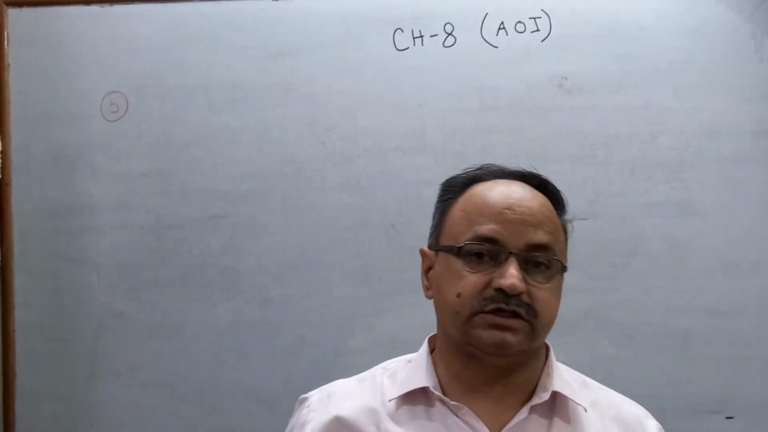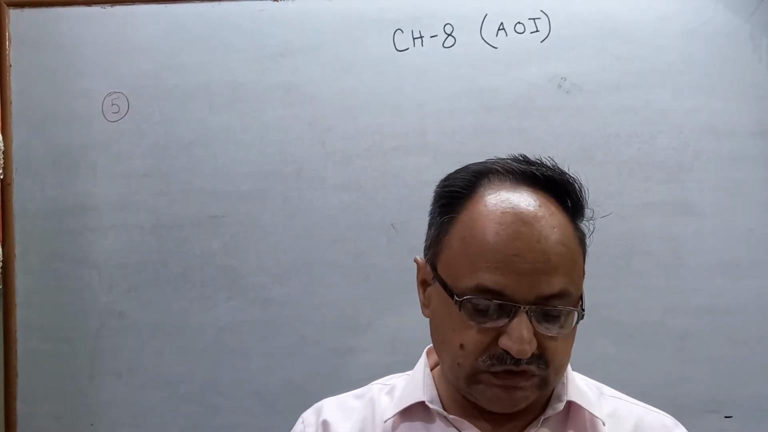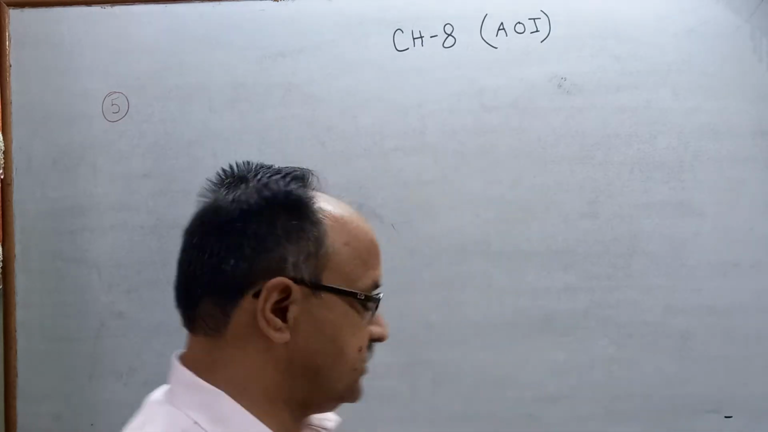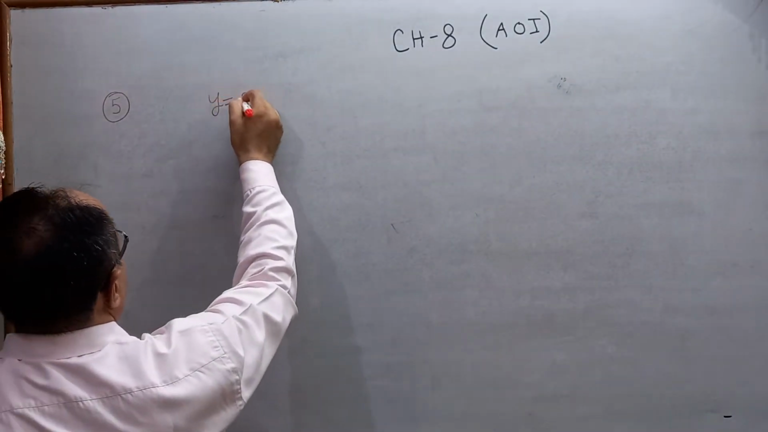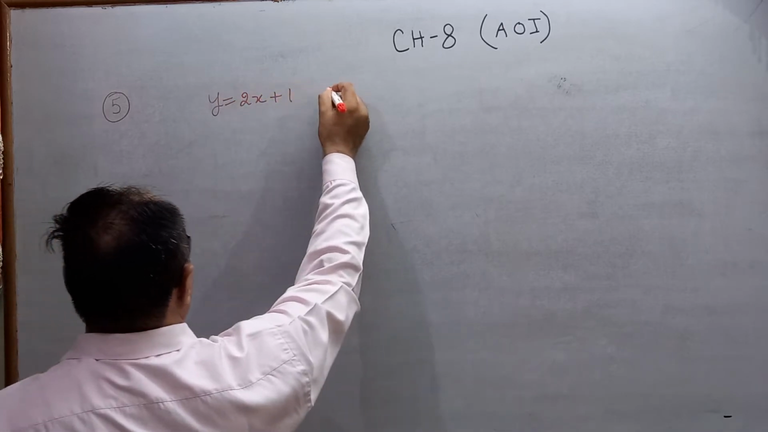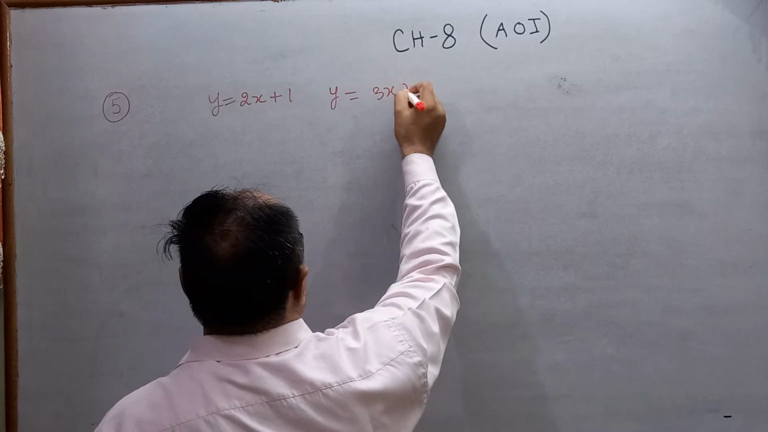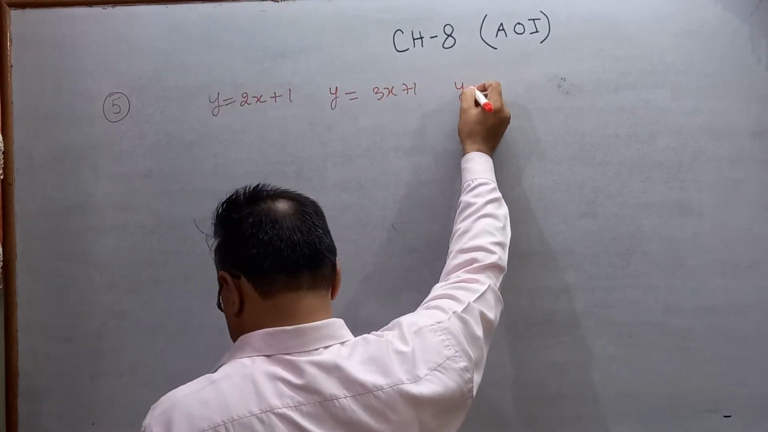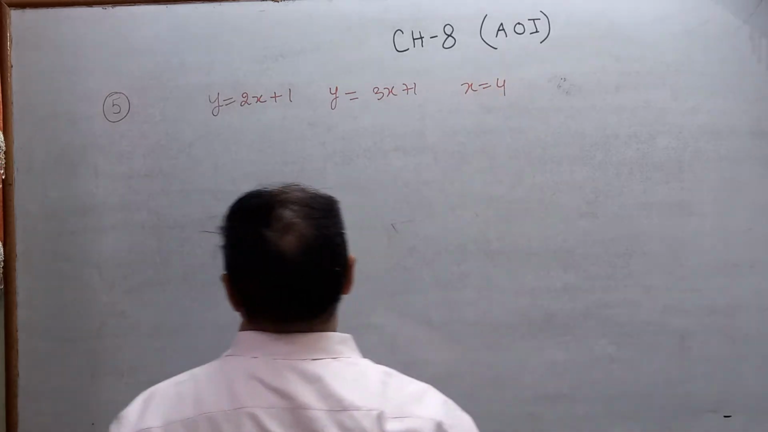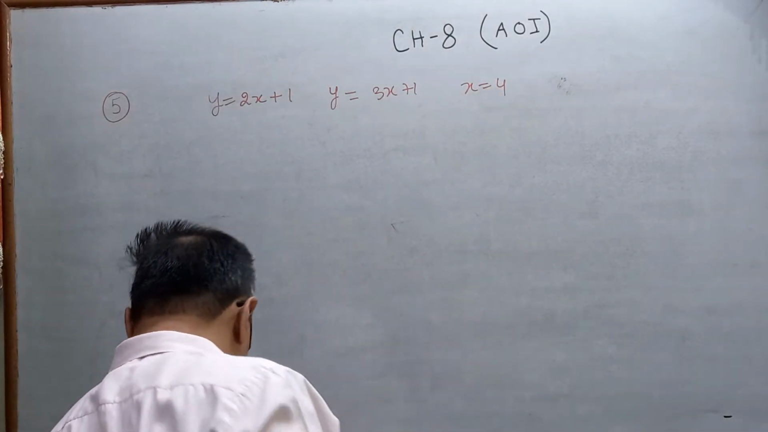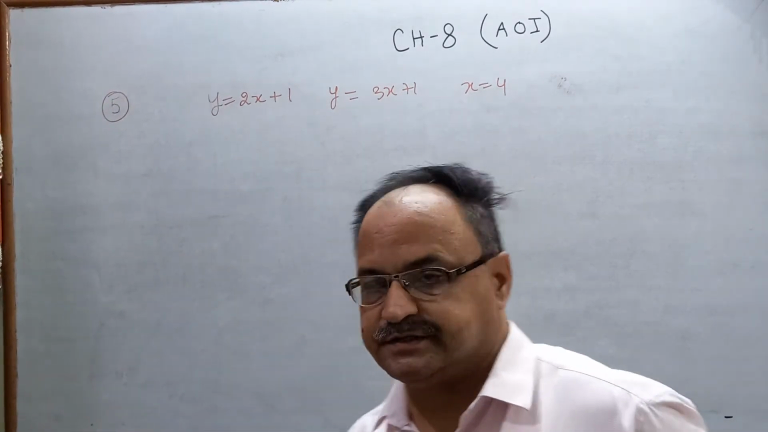Using the integration, find the area of the triangular region whose sides have the equations y is equal to 2x plus 1, y is equal to 3x plus 1, and x is equal to 4. Find the area of the triangular region.